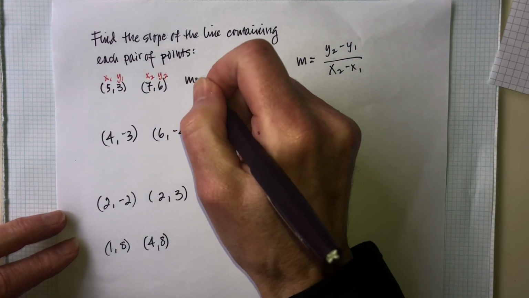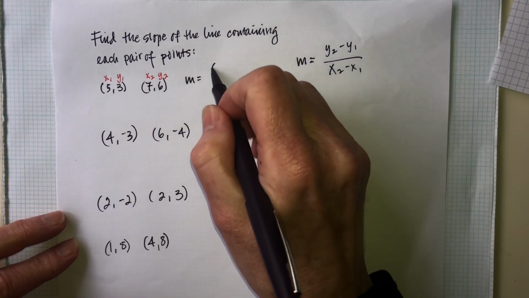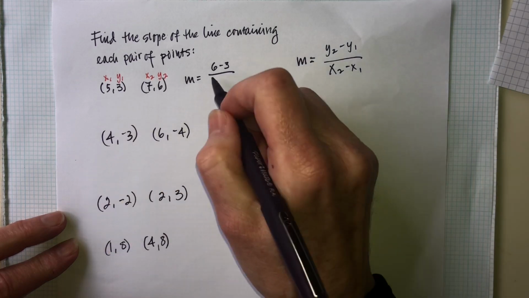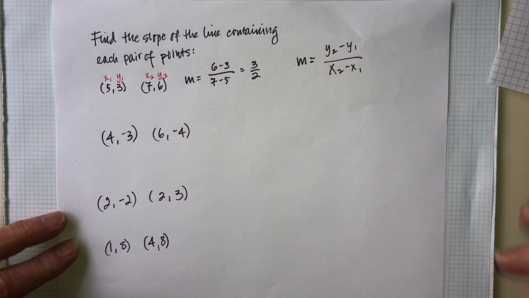So for this first set of points, M equals y2 minus y1, so that's 6 minus 3, over x2 minus x1, that's 7 minus 5. That gives me a slope of 3/2.